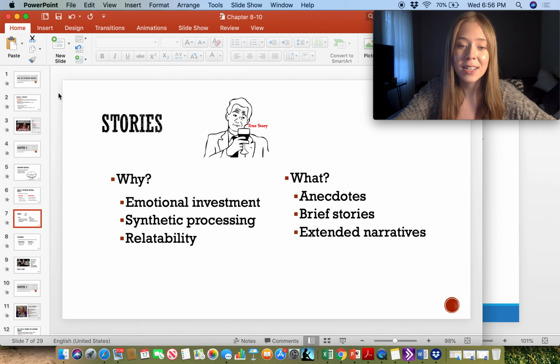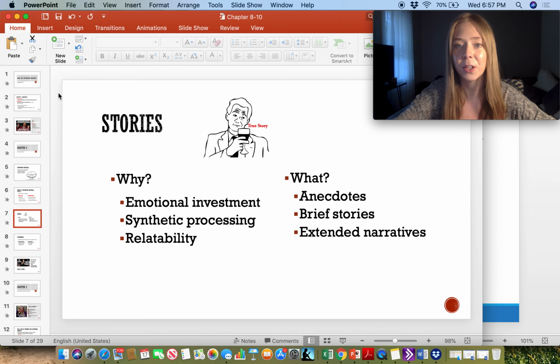Next, we're going to talk about stories. Stories help add emotional investment, that pathos. It helps elicit a response from the audience. It really taps into the audience's what we call synthetic processing, and it helps the audience relate back to what you're talking about. Stories can really help illustrate and add vibrancy to your speech. They help with narrating and applying the concept of your speech to multiple things, so it's really applicable. These can come in the form of anecdotes, brief stories, or extended narratives, and those get longer as you go down the list.